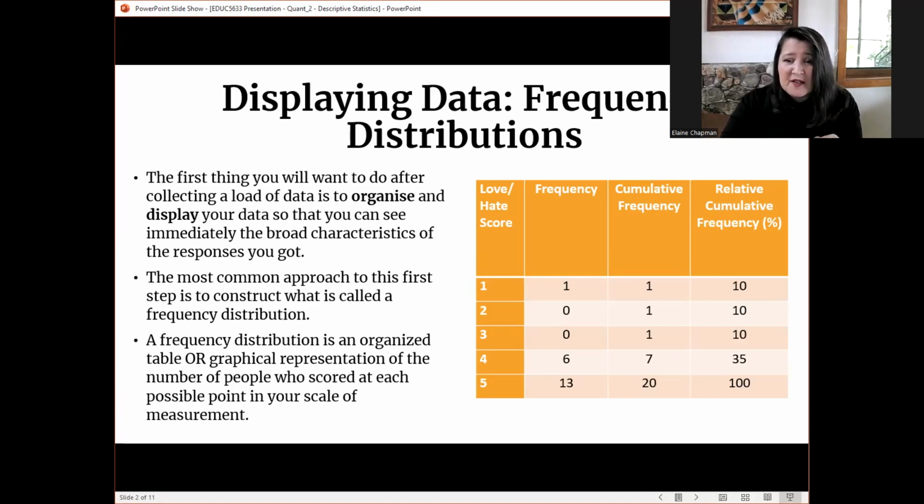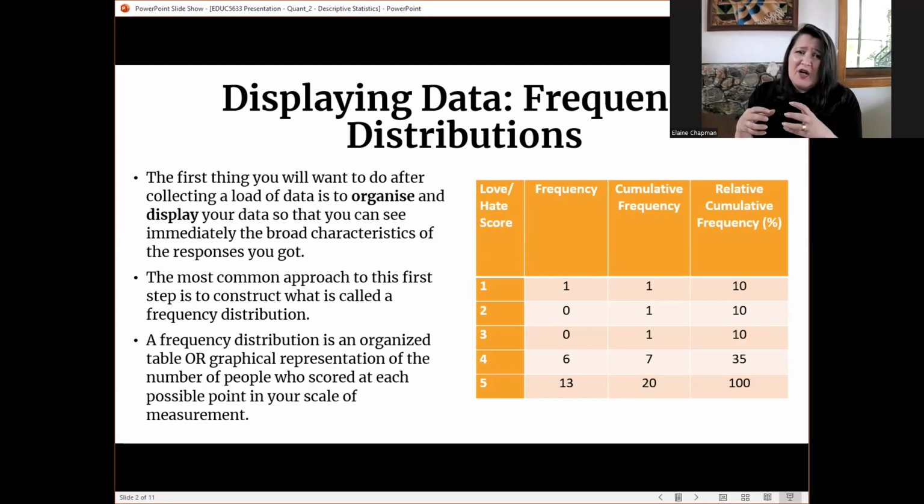10%, 10%, 10%. Then at the score value of 4, we jumped to 35% who had already responded by then, and then up to 100, obviously, by the time we hit the score value of 5. So, you can see here that in a simple situation, a frequency table can tell you a fair bit.